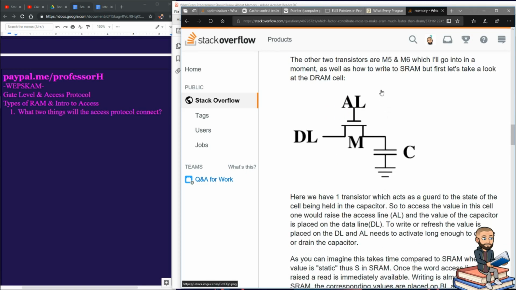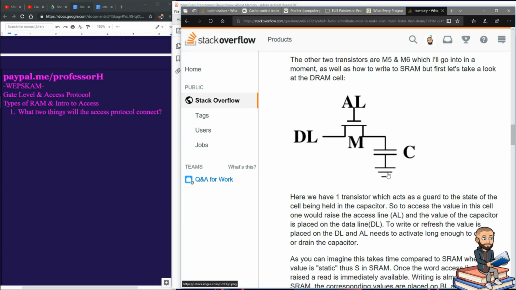If I go down here to a DRAM cell, DRAMs are built on capacitors. So here's our capacitor. The transistor comes into play when you want to read or write. This is the access line. So you raise the access line in order to read or write what's in the capacitor. Capacitors are a little tricky though because they will constantly lose charge. This is the term they call leakage. So that means these capacitors have to constantly be refreshed.